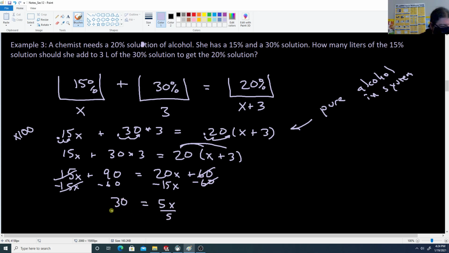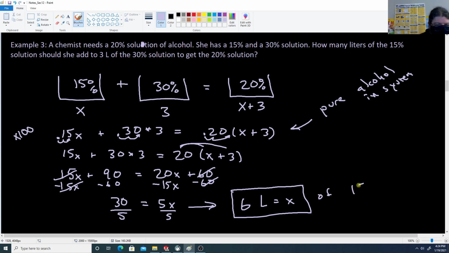So we divide by 5. 30 divided by 5 is 6. So we get 6 liters equals x. So that's how many liters of the 15% we should mix with the 30. So 6 liters of, we'll just say 15%.